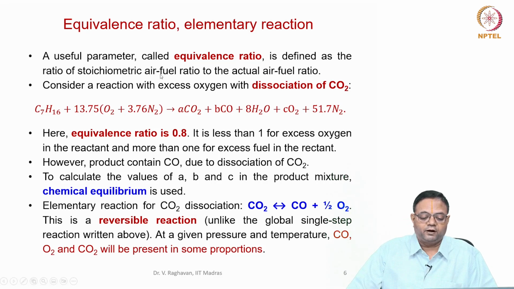Please understand, stoichiometric air to fuel ratio is the theoretical value of the mass of air required to completely burn 1 kg of fuel. Actual air fuel ratio is the amount of air that has actually participated in the reaction, that mass divided by the mass of the fuel. So that ratio is the equivalence ratio. Phi equals stoichiometric air to fuel ratio divided by the actual air to fuel ratio.